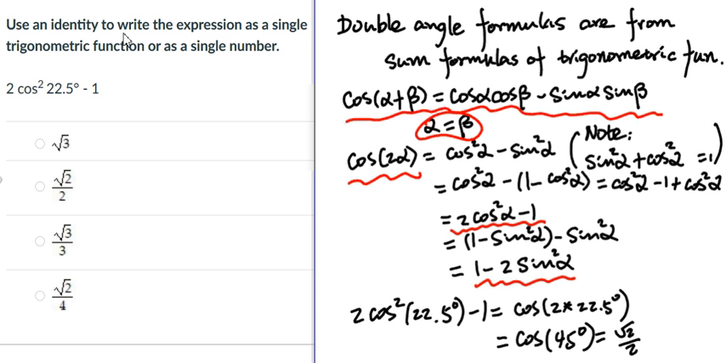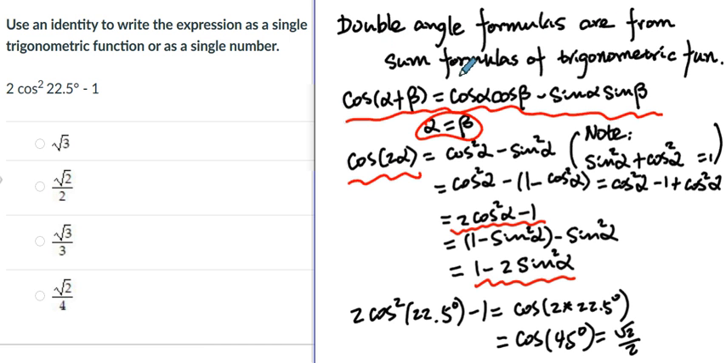Now, let's look at the question here. Use an identity to write the expression as a single trigonometric function or as a single number. So here is the one: 2 times cosine 22.5 degrees, there is a square here, and then minus 1.